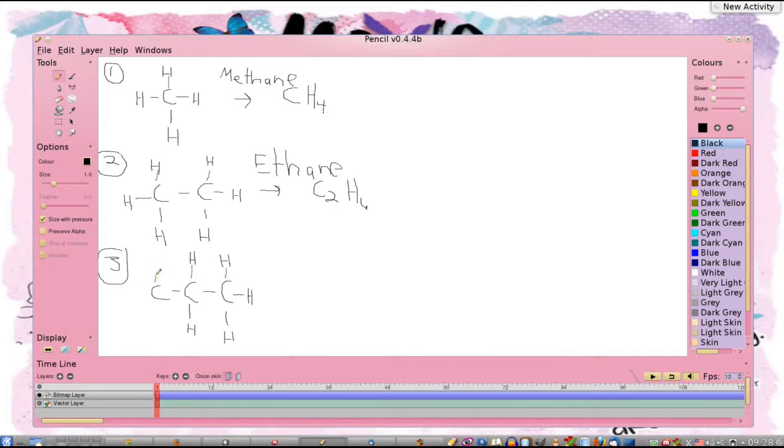So we're going to finish drawing their hydrogen bonds. And now we're going to do the basic chemical structure. There are 3 carbon atoms. This is number 3. And here we have 2 more hydrogen atoms than we have for ethane, so it's 8. And this is the basic formula and structure diagram for propane.